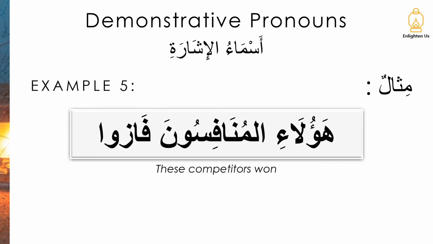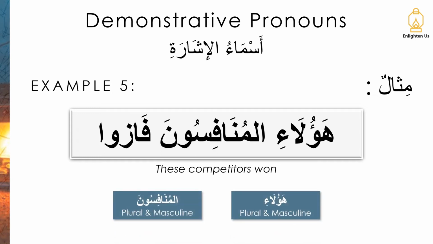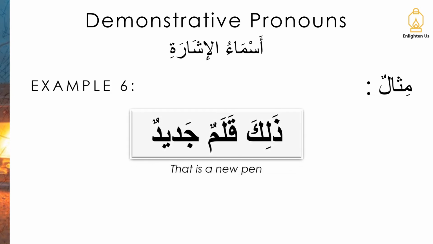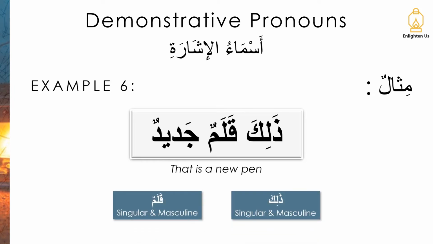هؤلاء المنافسون فازوا. These competitors won. Again, we see the pointer being used, the ism al-ishara, and the munafisun, what's being pointed out, is a match. ذلك قلم جديد, that is a new pen. Again, we're seeing the same thing.